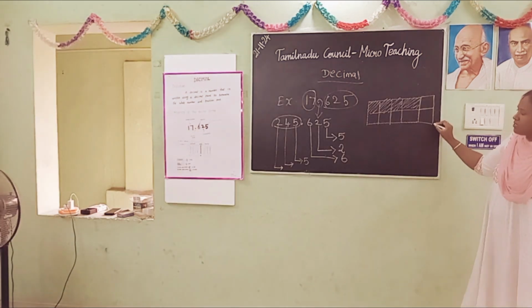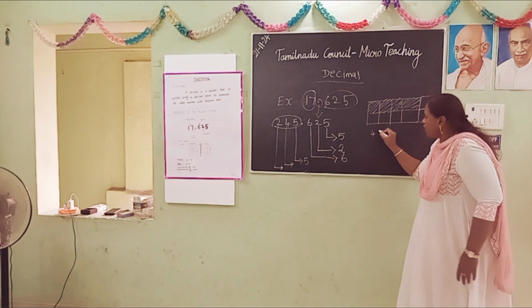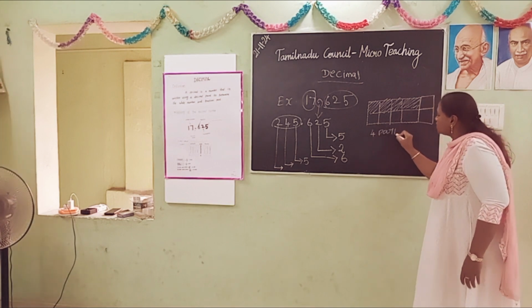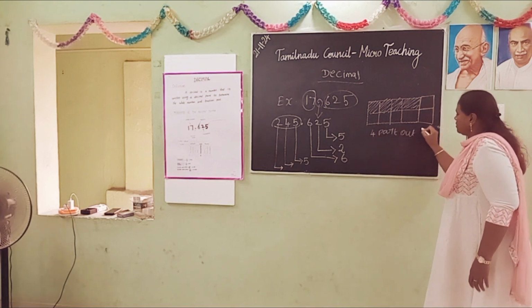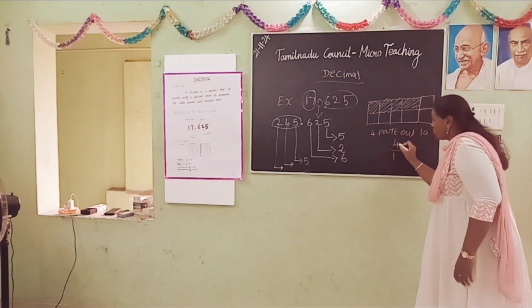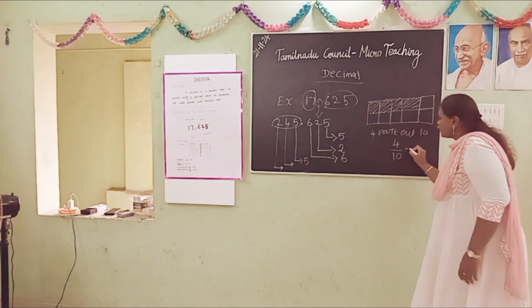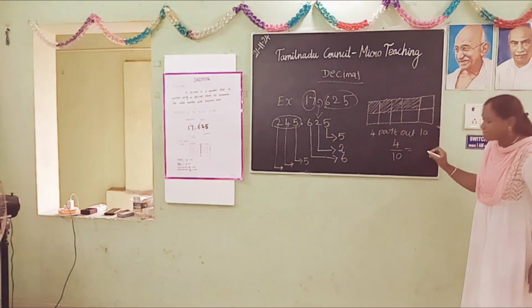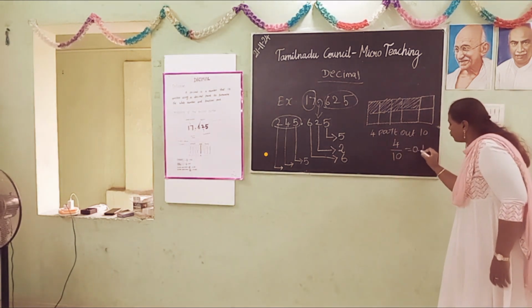So this represents four parts out of 10. So which is right? 4 by 10. So the decimal value is 0.4.